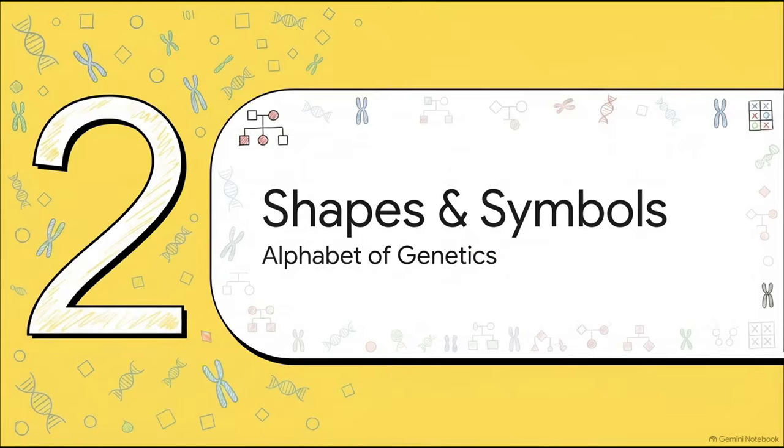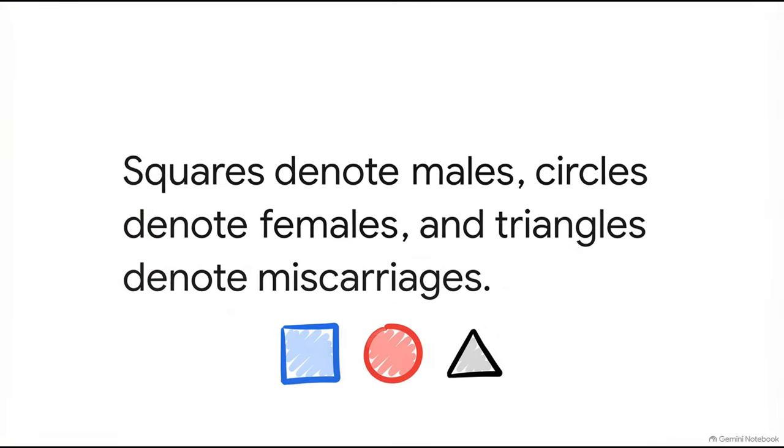Moving right along to shapes, shades, and symbols, the alphabet of genetics. Okay, so every single person on a pedigree gets a distinct shape. It's basically a code. Squares represent individuals who identify as male, and circles are for individuals who identify as female. If a person's gender is unspecified, maybe unknown to the person making the chart, or non-binary, we use a diamond. Oh, and a triangle, that indicates a miscarriage, and you might even see the number of weeks of gestation written right underneath to give a precise clinical timeline.